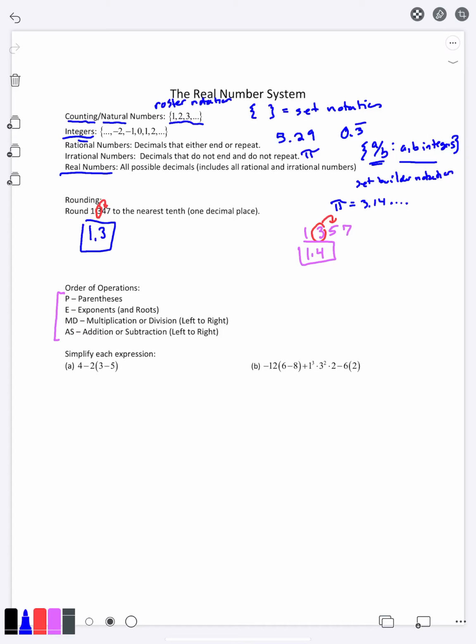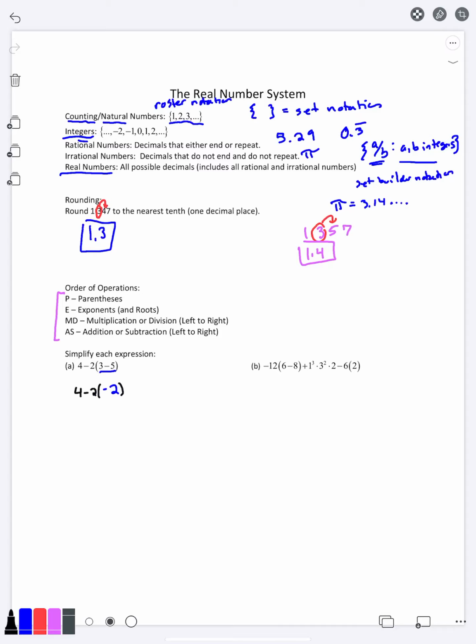So here are 2 examples, one easier, one harder. This first one here, we have 4 minus 2 times (3 minus 5). Do I have any parentheses? I do. So I need to do whatever's inside the parentheses. In this case, it is 3 minus 5. So I go ahead and do 3 minus 5. That would give me a negative 2 there. Then I write down everything else in the problem.